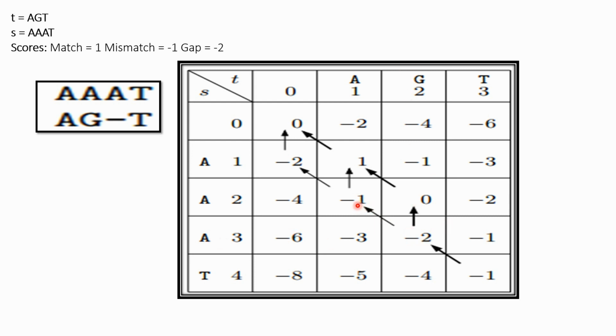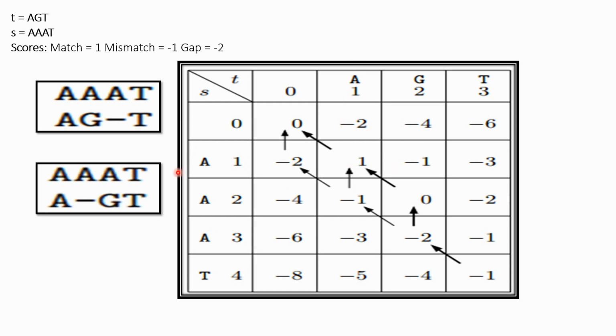Now we are here. Again we have two paths. Either we can move towards this one or this one. First we will move to this. As the value is coming from the upper box, we add a gap in this sequence and align this gap with this base. So we are here now. Now we will align A and A like this. In this fashion, we will align the second path.